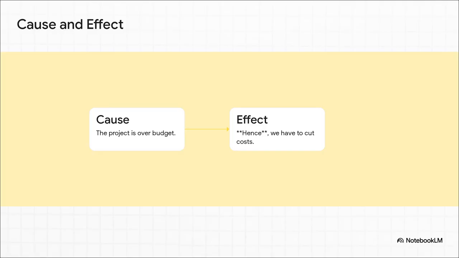First up, cause and effect. This one's pretty straightforward. It's all about showing that because of this, that happened. So, for example, the project is over budget. That's our cause. What's the effect? We have to cut costs. And that word hence, that's the bridge that locks that logical connection in place. See how clean that is?